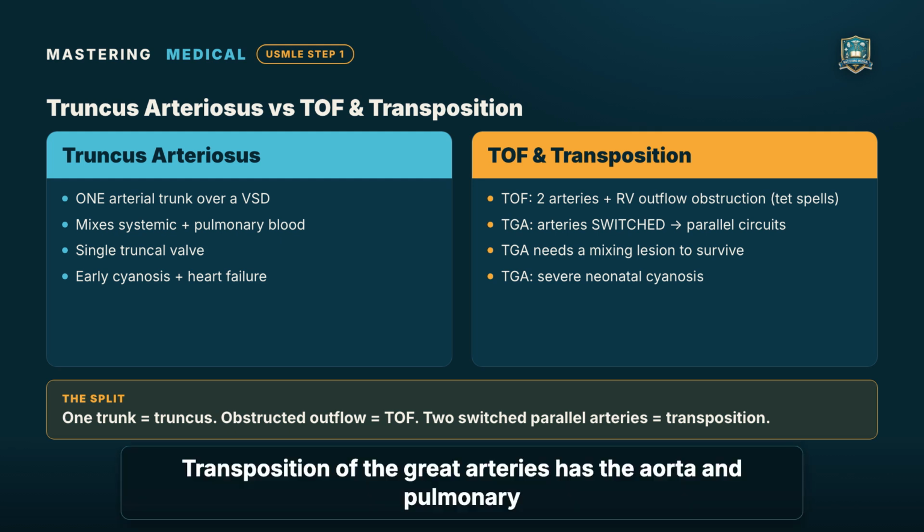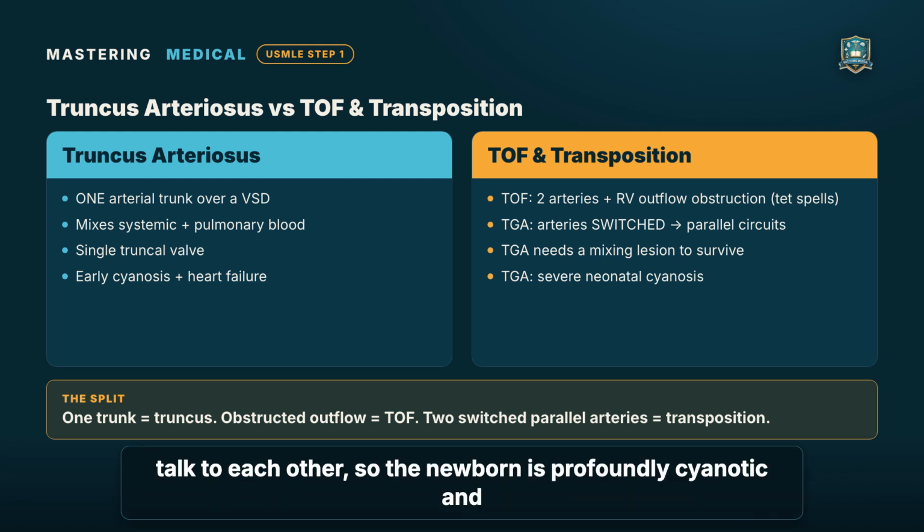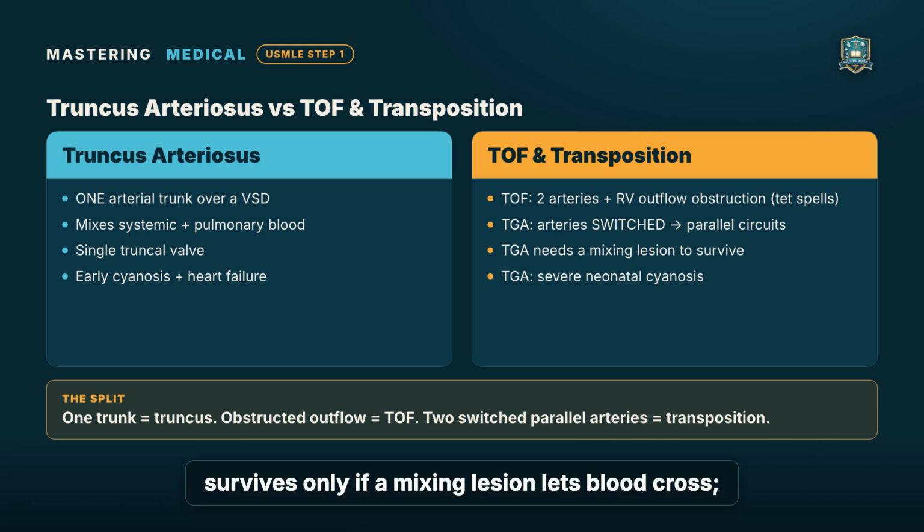Transposition of the great arteries has the aorta and pulmonary artery switched, creating two parallel circuits that do not talk to each other. So the newborn is profoundly cyanotic and survives only if a mixing lesion lets blood cross. Prostaglandin keeps the ductus open until surgery. So one trunk is truncus, obstructed outflow is tetralogy, and two switched parallel arteries are transposition.